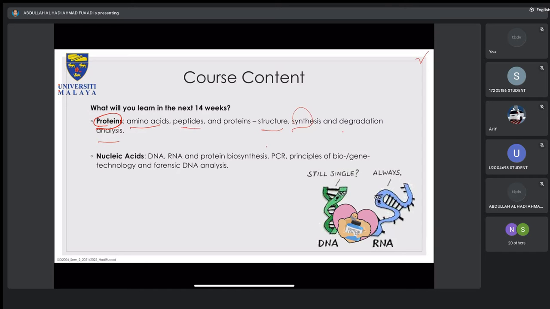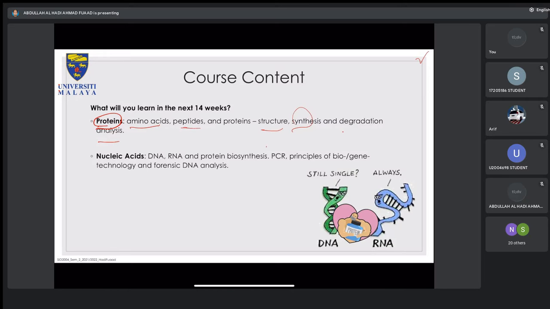If you found an unknown protein from nature, how do you know what the structure is? Other than doing mass spectrometry and NMR spectroscopy, we can do a chemical approach whereby we cut the protein into smaller fractions, and then analyze the smaller fractions to clearly identify the sequence of the protein. Okay, so this is what we're going to learn.